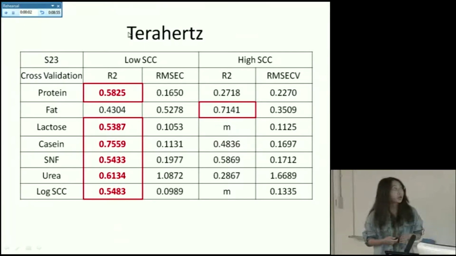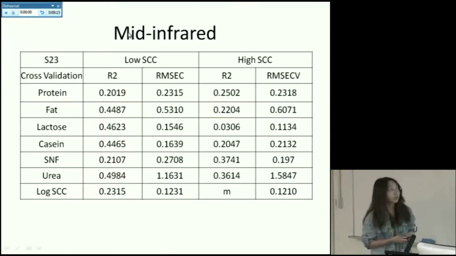Now I will compare the low ICC group and high ICC group using the same device. We can see that, comparing the low ICC group and the high ICC group, the low ICC group shows the better cross-validation value. The same result can be observed in the mid-infrared device. When the ICC values increase, the cross-validation result gets worse. Like this, it gets worse.